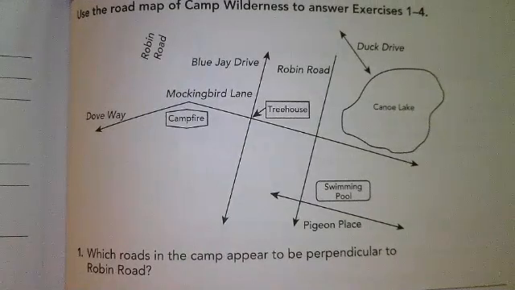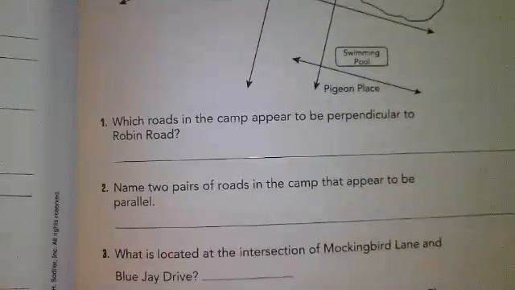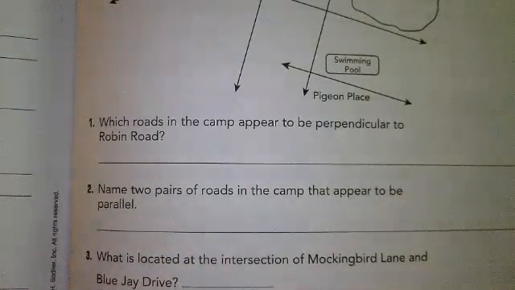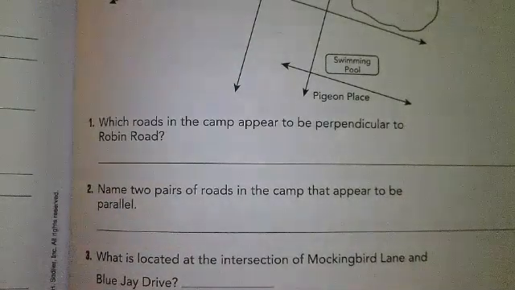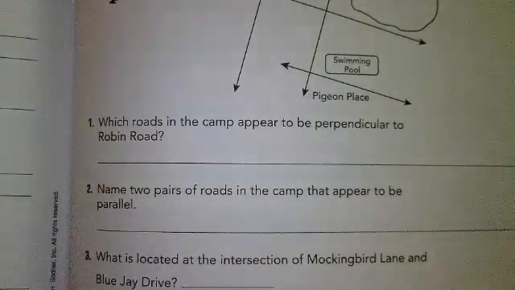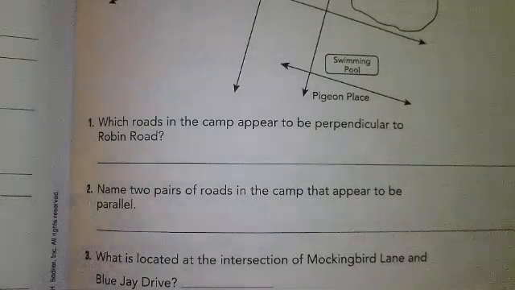So for our homework today, you're going to have a map. It's going to be a different map than this, but looking at page 271, we have a map, and then we have 4 questions down here. All of these questions can be answered just by looking at the map, okay? And you may want to look back at your notes to remind you perpendicular, parallel, and intersecting, okay? Because it's going to ask a lot of questions about that. Like, number 1 here says, which roads in the camp appear to be perpendicular to Robin Road?